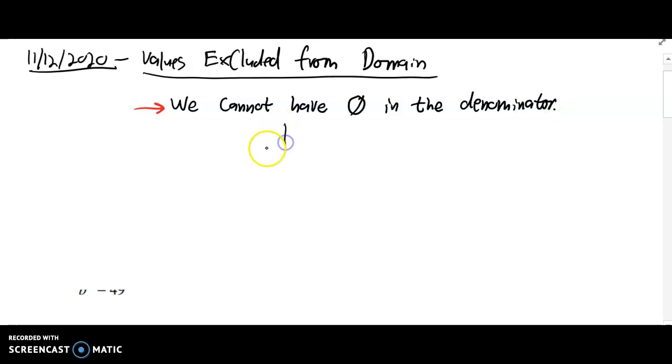That's because if I have 1 divided by 0, that's asking me how many times can 0 go into 1. No matter how many times I add 0 together, it'll never get to 1. So 0 goes into 1 an infinite number of times. And if a function is approaching infinity, it is undefined. So 0 breaks the function and makes it undefined. 0 in the denominator is excluded from the domain.